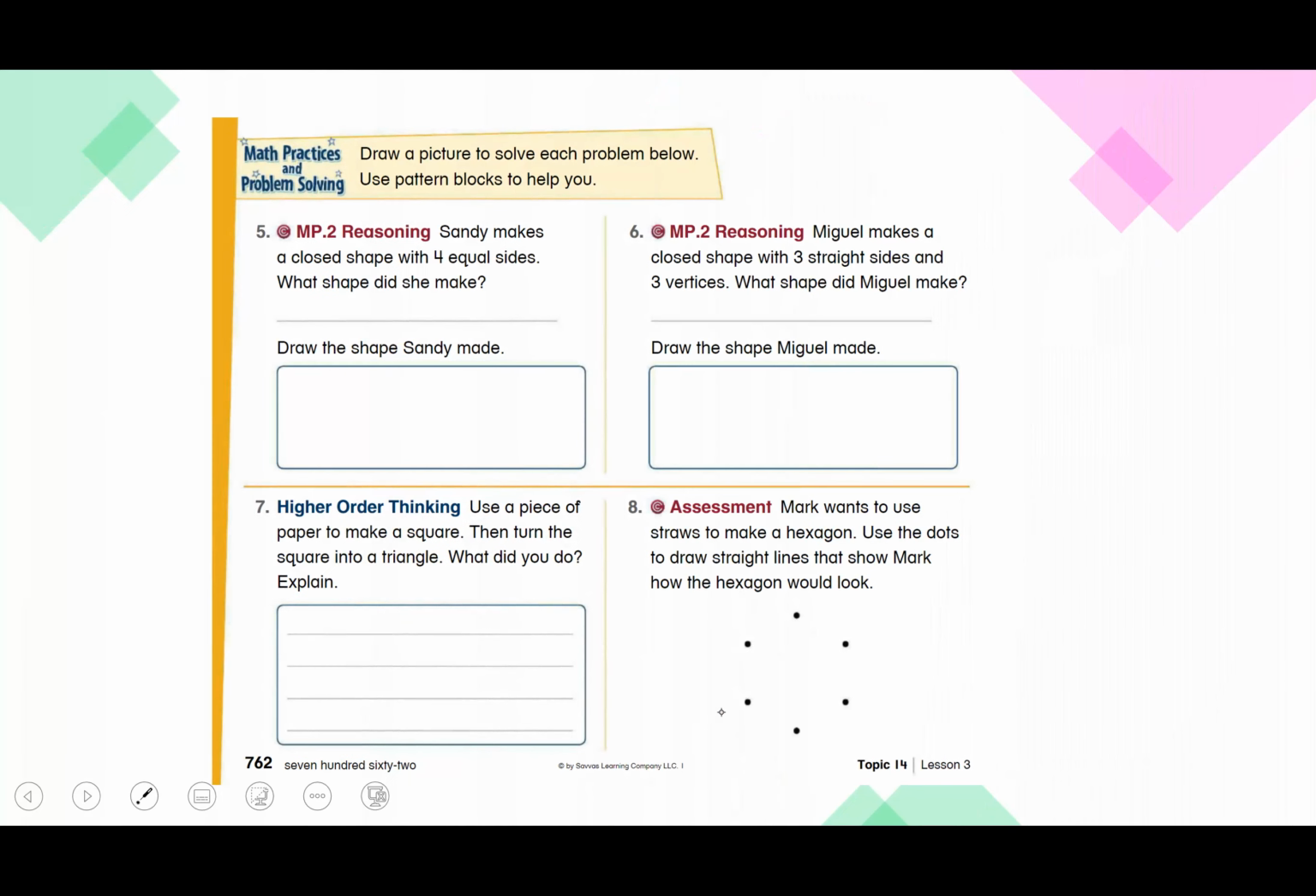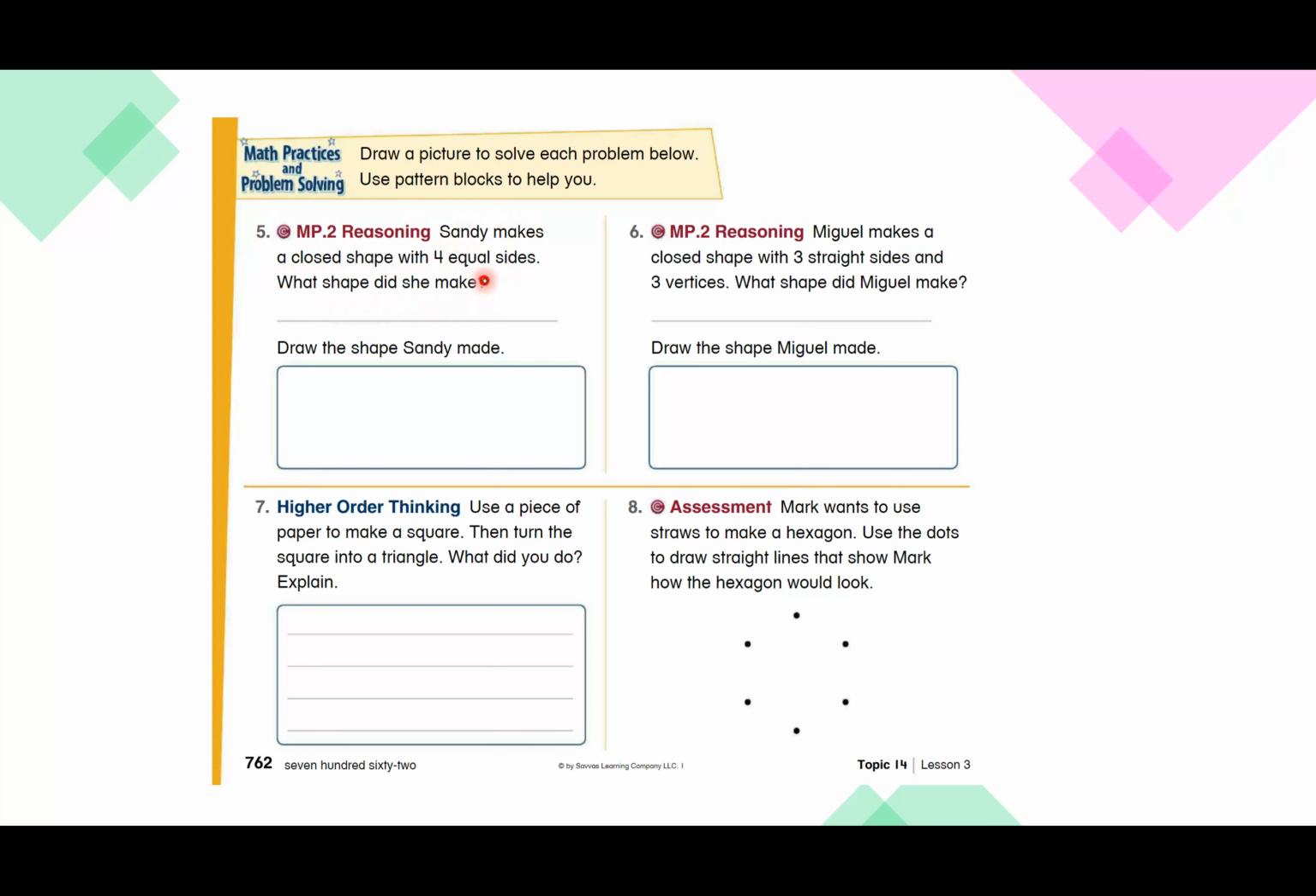Now let's move to our last page. 762. Draw a picture to solve each problem below. Use pattern blocks to help you. Now draw a picture. You have to draw a picture here. I will solve question number 5 with you, and then the rest you can do by yourself. Sandy makes a closed shape with 4 equal sides. What shape did she make?